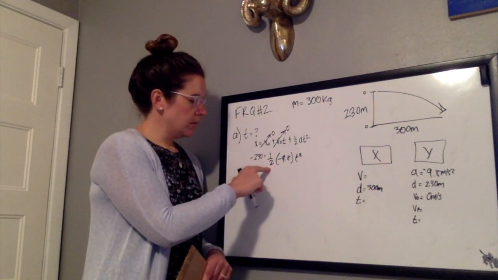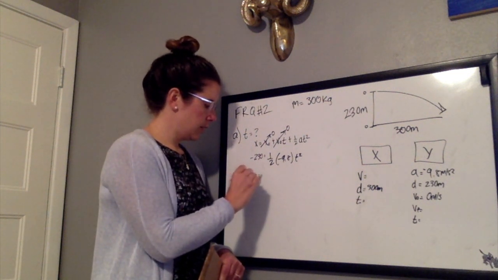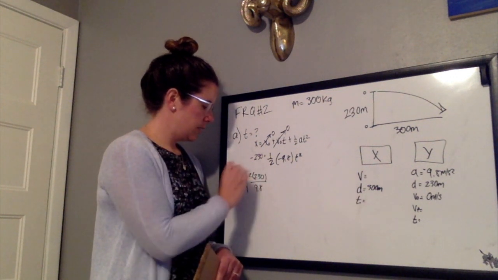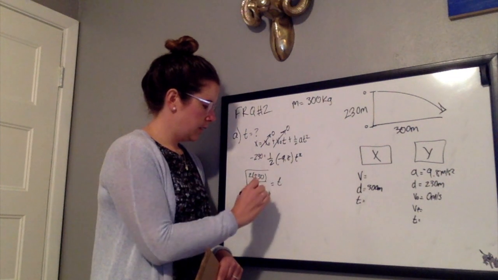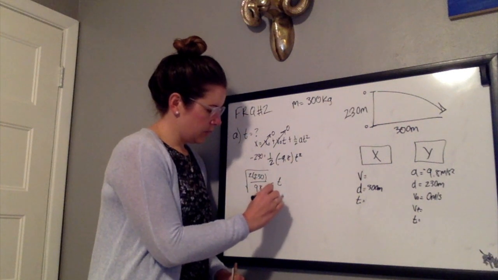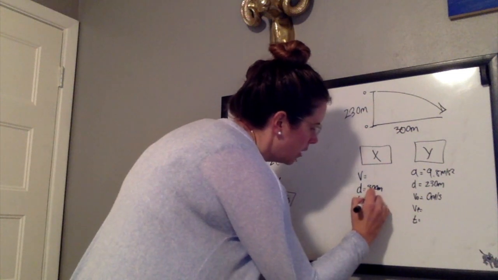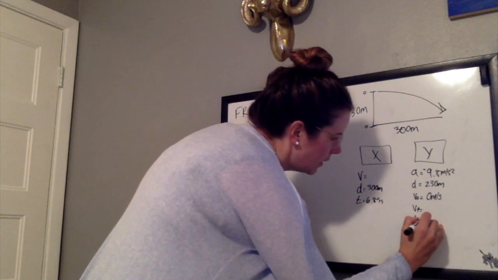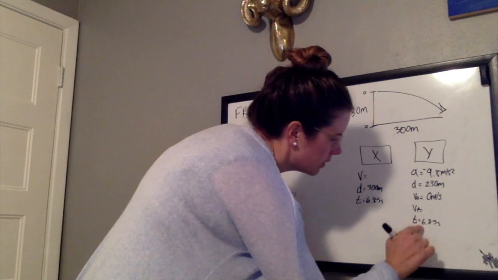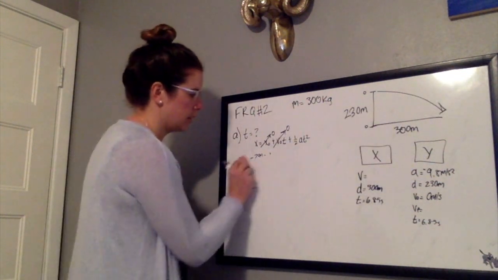So 230 times 2 divided by 9.8, take the square root. So in your calculator, divided by 9.8, you get time is equal to 6.85 seconds. You may box that because you were solving for time. So time here is 6.85 seconds, and time in the Y direction is also 6.85 seconds. Cool. Part A, done.